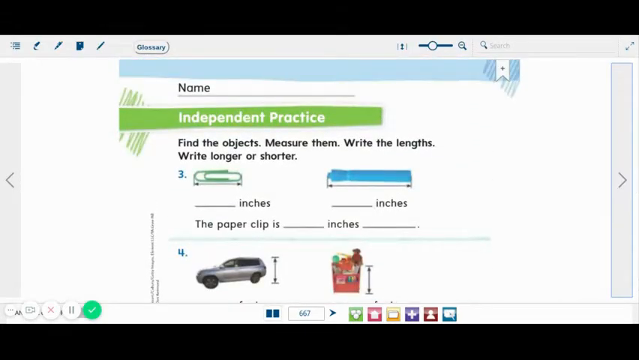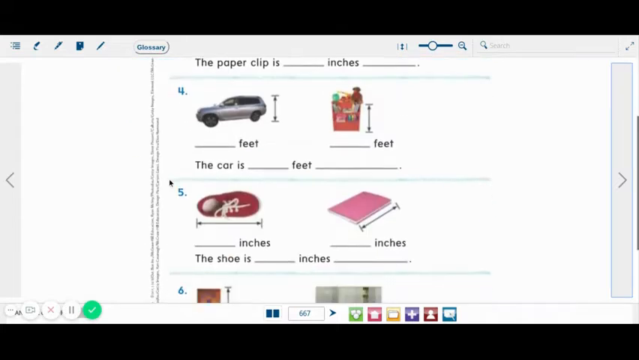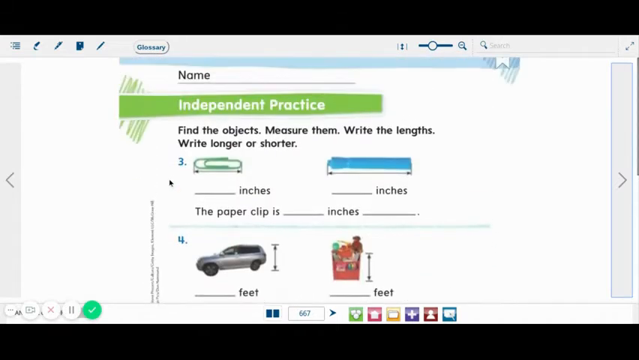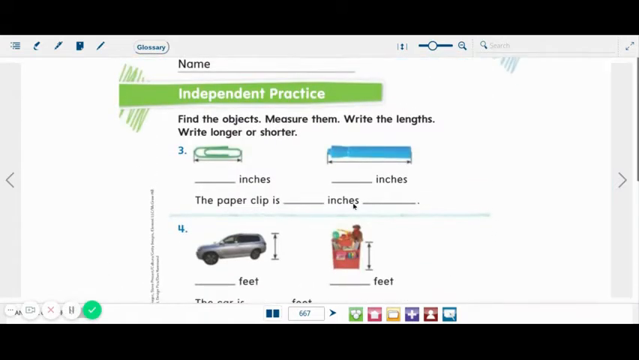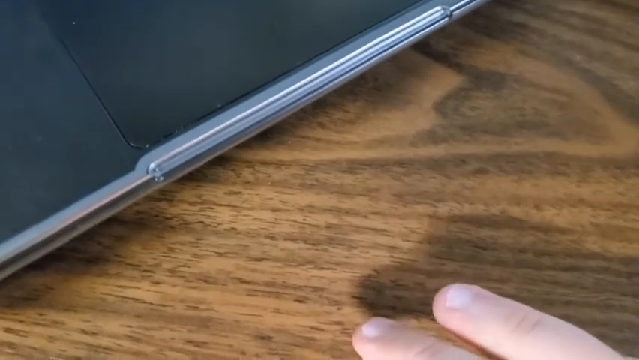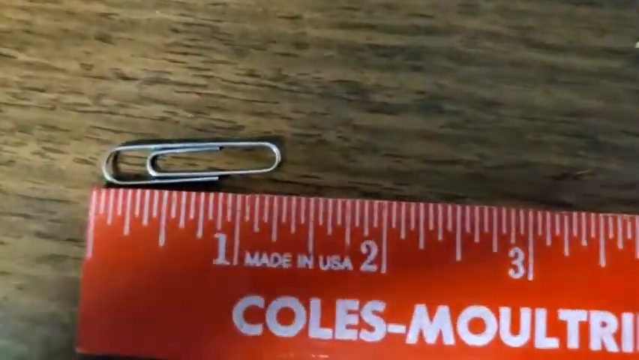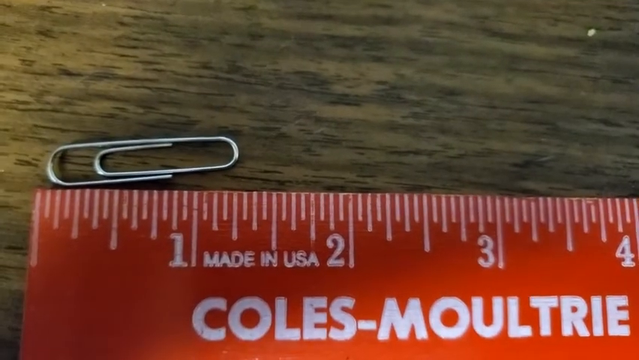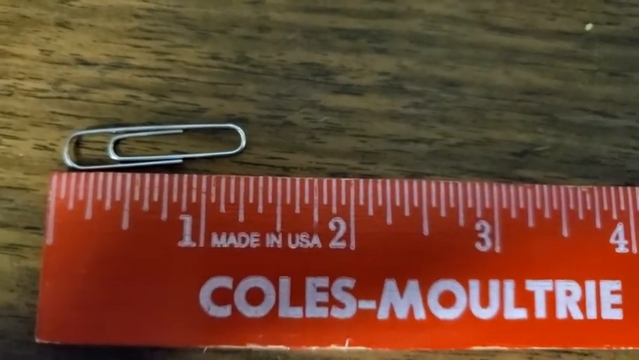All right, so we're going to find the objects, measure them, and write the lengths. And we're going to also write longer and shorter. Same deal here for this page. You answer the sentence below. I grabbed my ruler here and my paper clip. I'm going to line it up really quick here. And my paper clip is closer to 1 inch.